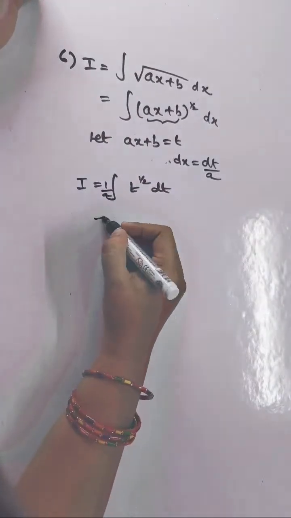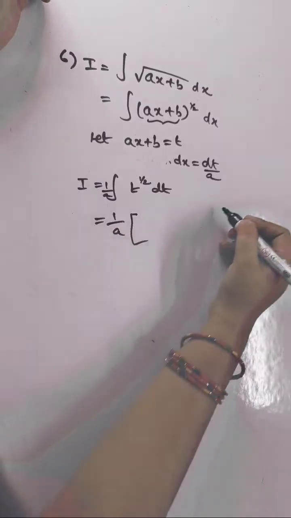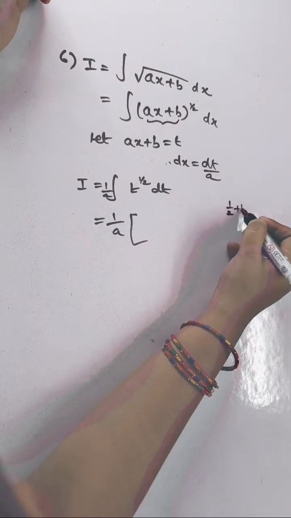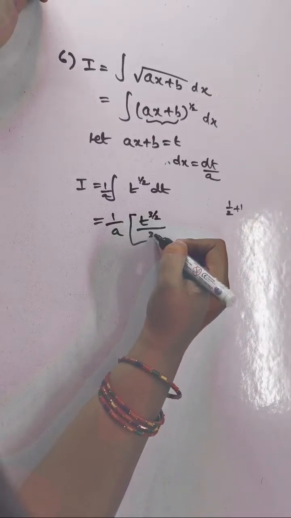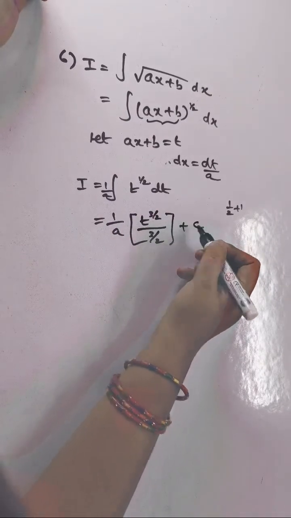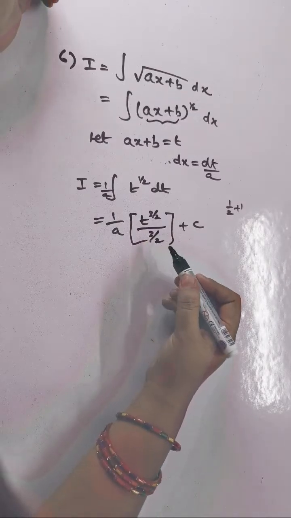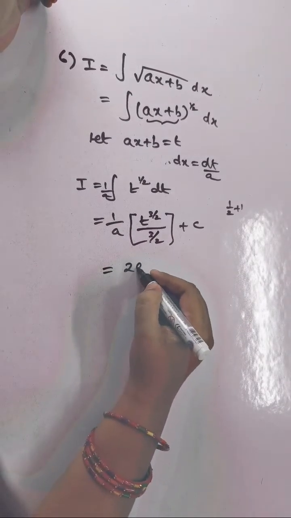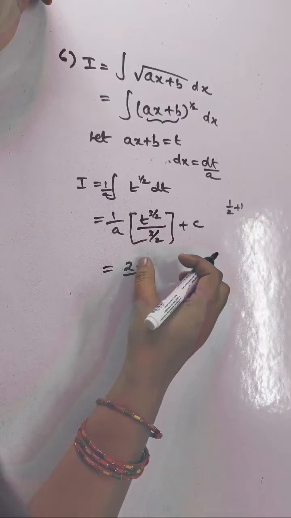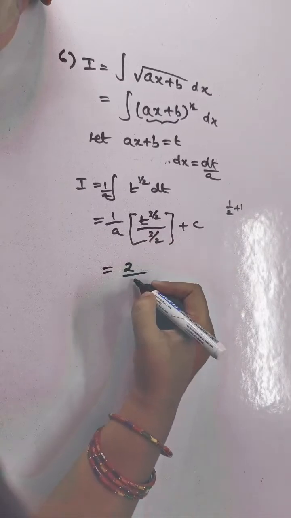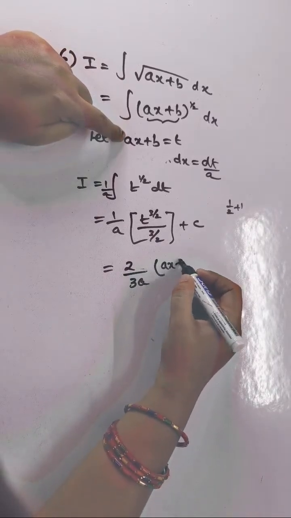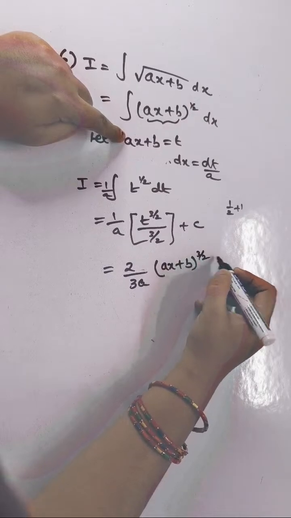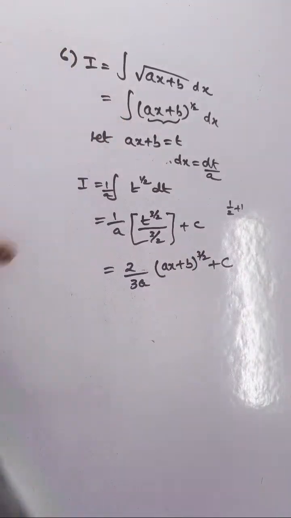Use the power rule. So half plus 1, take the LCM, you will get it as t power 3 by 2. Whatever is in the power you write in the denominator, plus c. Whatever is in the denominator is in fraction form, so write it in reciprocal way. So we have 2 by 3a. In place of t, it is ax plus b, the whole power 3 by 2, plus c. That is the required answer.